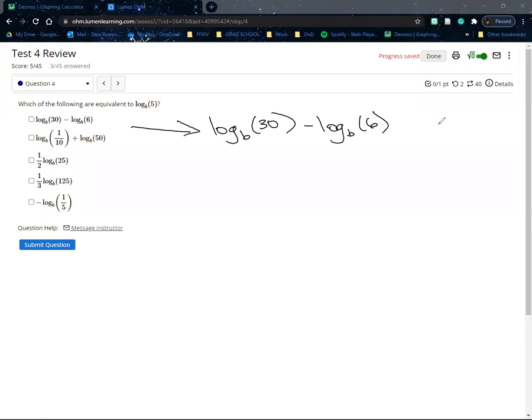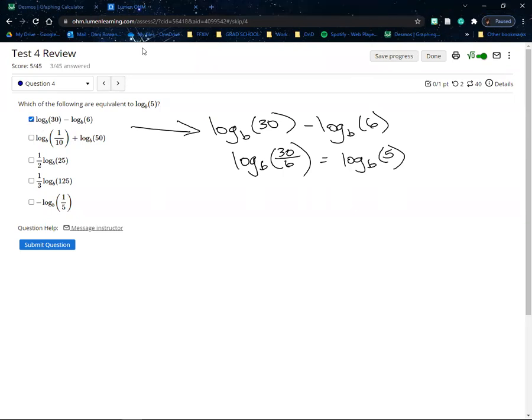What's another way we could write that? Quotient. Division. Yeah, you got it. Quotient. 30 over 6, right? Because 30 minus 6. And what is 30 divided by 6? 5. Well, that means that that first one's certainly equivalent, right? All right. Okay, how about the next one?